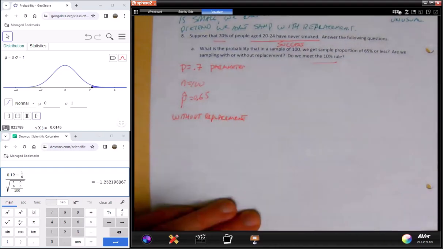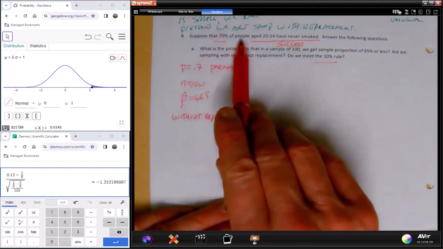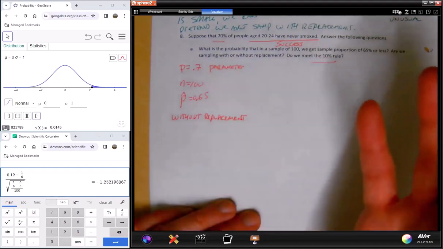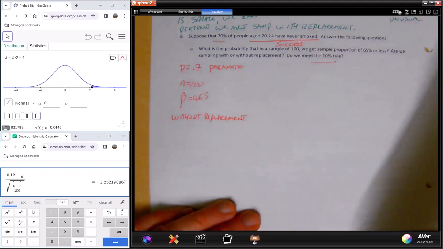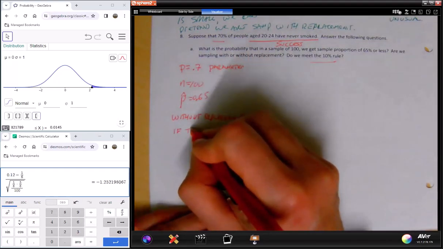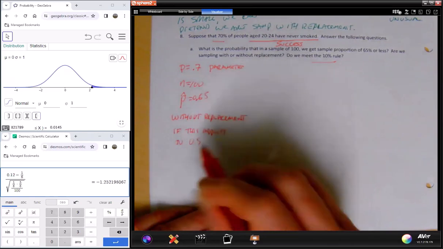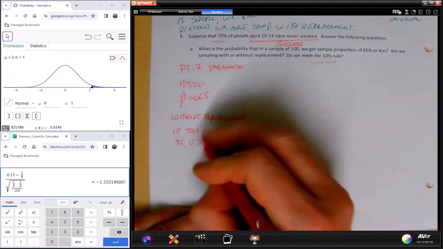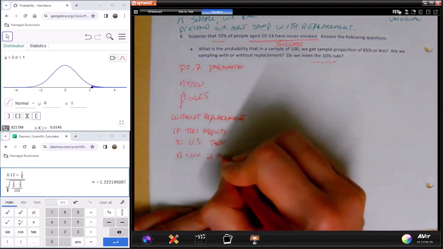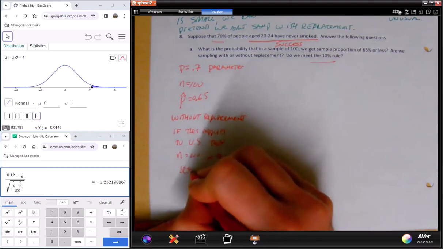Do we meet the 10% rule? Well, that's a good question. How big is this population? Suppose that 70% of the people aged 20 to 24 never smoked. Notice the way this is stated, I'm assuming this could be the entire United States. I don't know, depending who's the author of this question. So if this applies to the US, then n equaling 100 is much less than 10%.